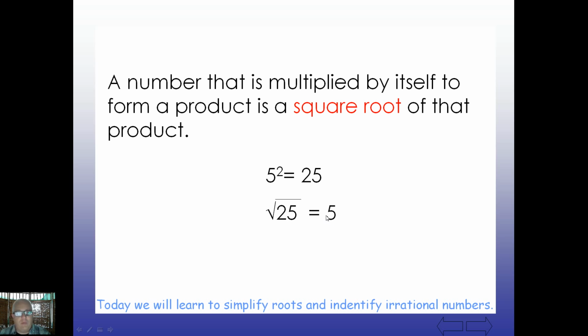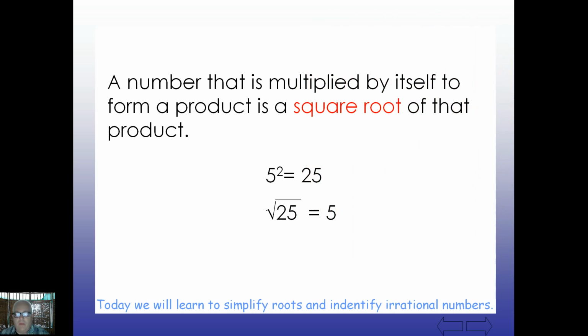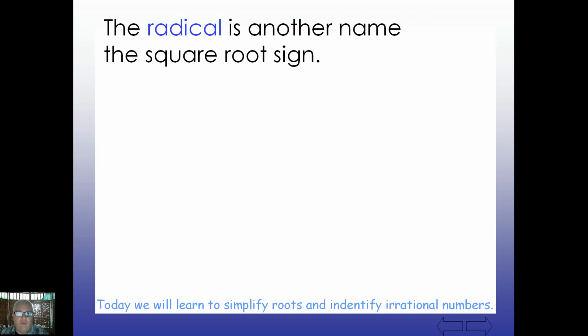Now, some of you may recognize that there's more than one answer here, but we're just going to be talking about the principal square root. So if there's no sign in front of our radical sign, we're just going to be considering it the principal square root of that number. So principal square root of 25 is indeed 5. Finding the square root of a number is like doing the opposite or inverse of squaring the number. Okay? Alright, very good.